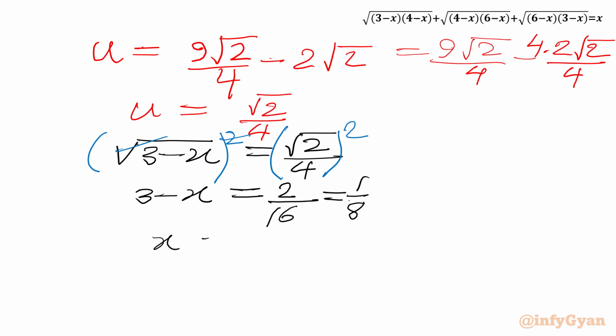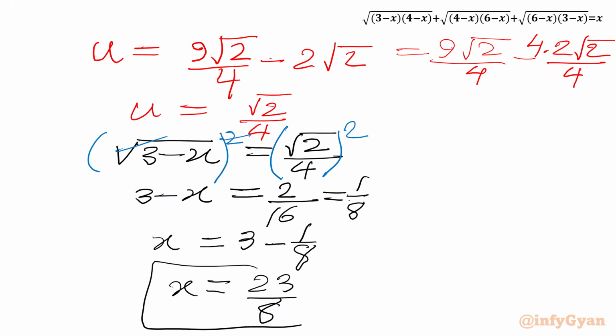So x will become 3 minus 1 over 8, which we will simplify and get 24 minus 1, which is 23 over 8. So our answer is 23 over 8, and if we check, then this is slightly less than 3. So answer is 23 over 8.